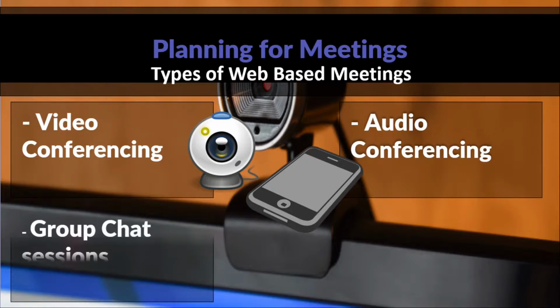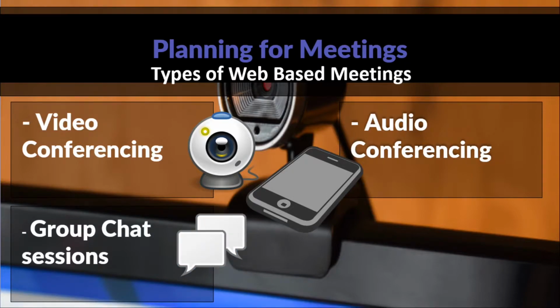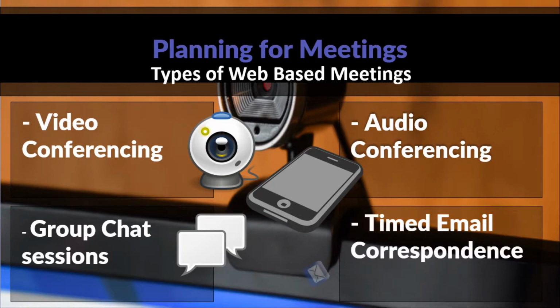Next are group chat sessions, which can be effective to have a window of communication you can quickly reference back to. And lastly, there's timed email correspondence, when you work with a team at a certain period of time together, completely through email. This style is probably the most outdated of the four and is seen as not nearly as effective. But it's what we used to do back before web-based chat, video conferencing, and things like that became a solid foundation and tool.